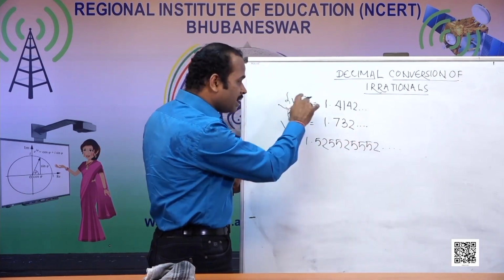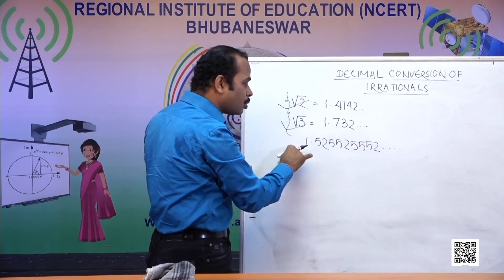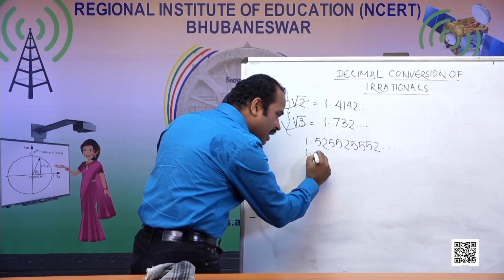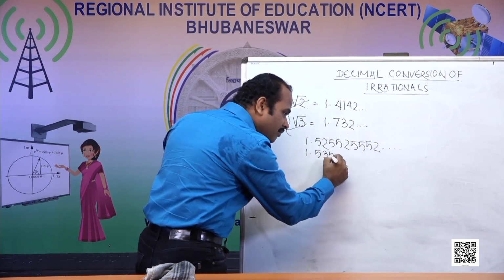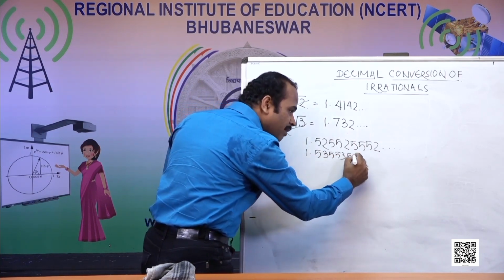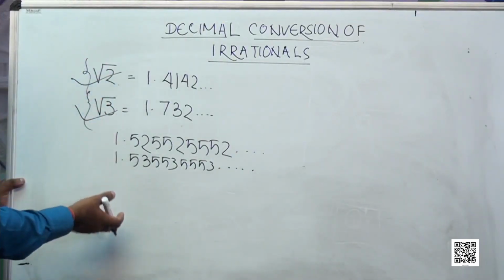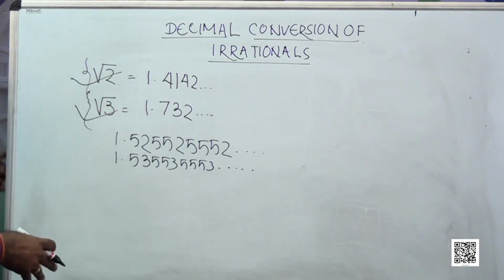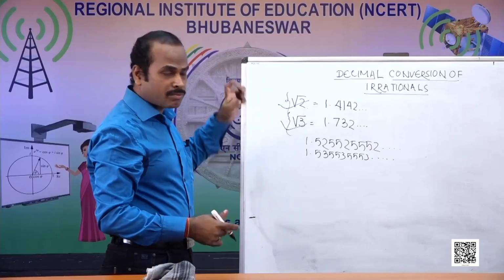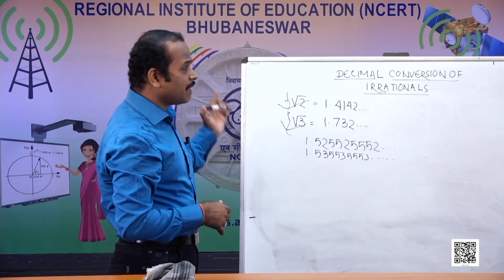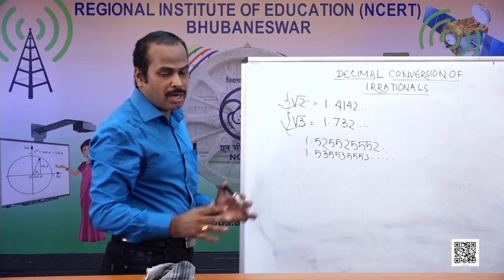So such a number gives us a clear idea about irrational numbers. I can find this number lies between root 2 and root 3 also. I can create many more numbers like this. Suppose I write 53 and 553, 5553 and so on. So you can also create lots of numbers which lie between any two given irrational numbers. Okay, so we have now learned the decimal conversion of these irrational numbers.